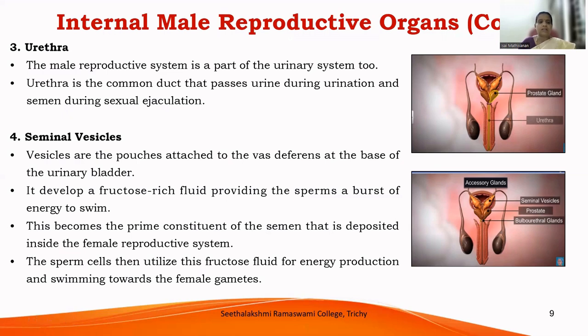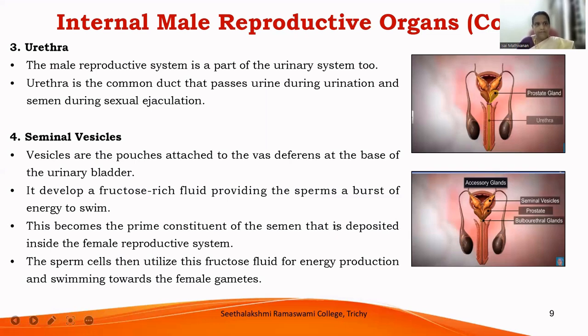Seminal vesicles are sac-like or pouch-like structures that attach to the vas deferens near the base of the bladder. The seminal vesicles produce a sugar-rich fluid that provides energy to the sperm for motility. The fluid of the seminal vesicles makes up most of the volume of the male ejaculatory fluid.